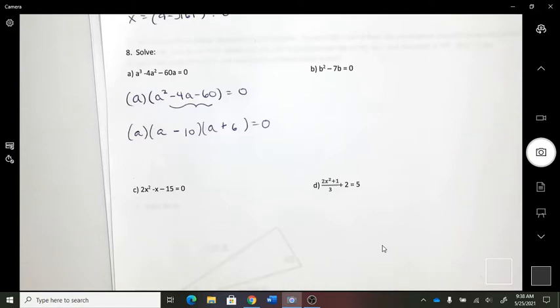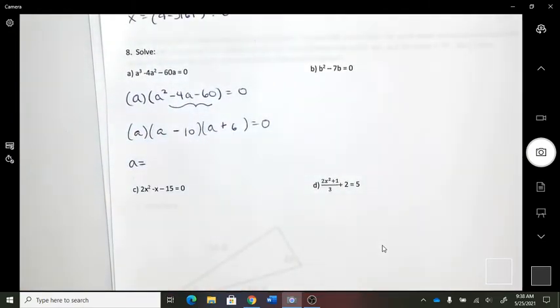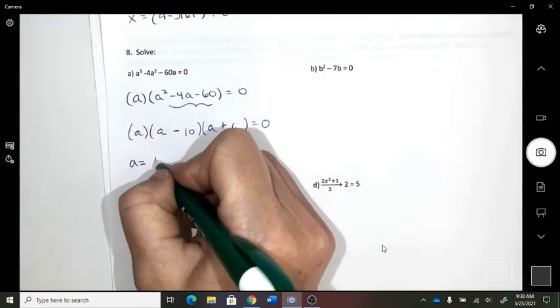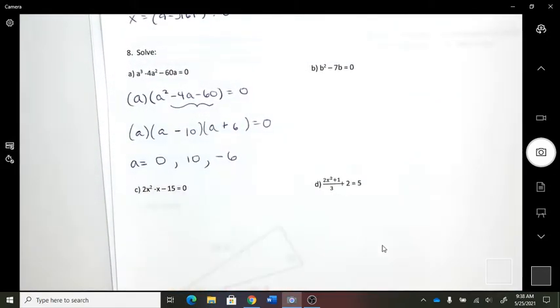So on this one you actually have 3 answers. A could be what, or what. 3 answers on it. Yeah, A is going to be 0 on the first one.